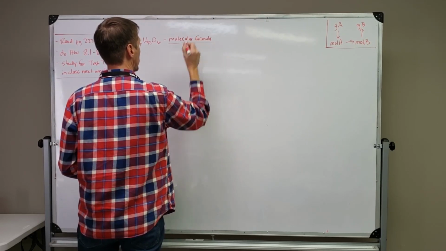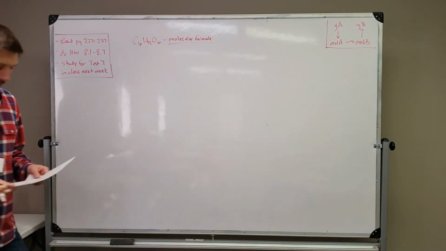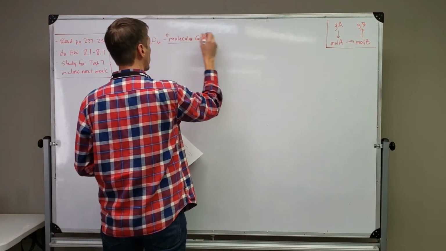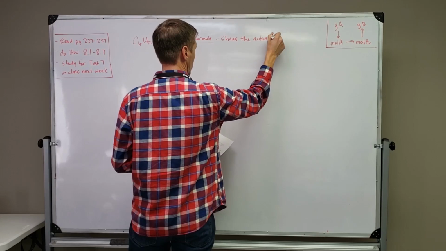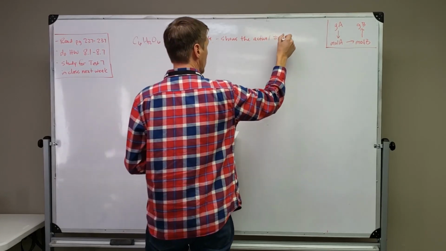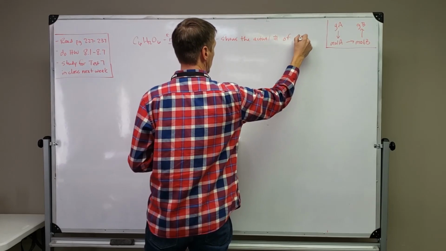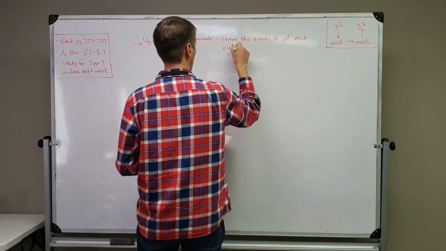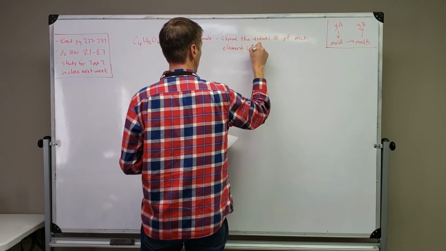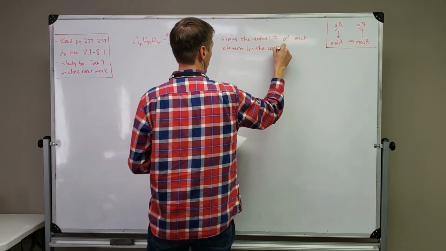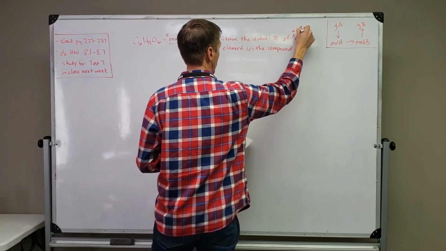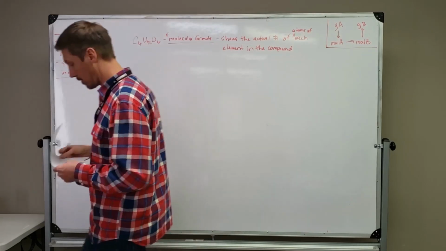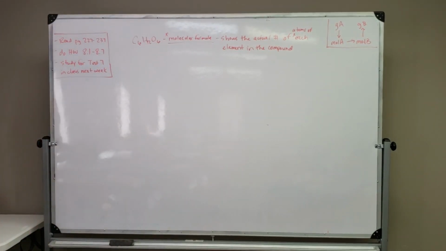A little more space in between there so you can see that's 2 words. That's the molecular formula because the molecular formula shows the actual number of each element in the compound. Really the actual number of atoms. Number of atoms of each element in the compound, right? The molecular formula tells us that.